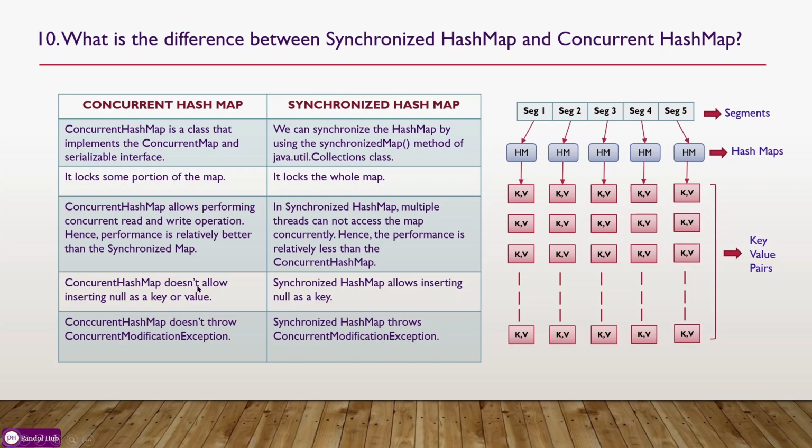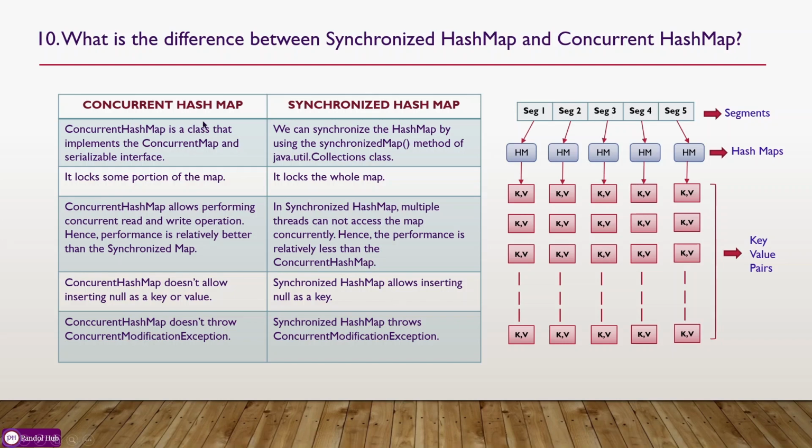Concurrent hash map doesn't allow inserting null as a key or a value, whereas synchronized hash map allows inserting null as a key. Concurrent hash map does not throw concurrent modification exceptions. Synchronized hash map throws concurrent modification exceptions. Since concurrent hash map just works on a copy of it, it doesn't throw concurrent modification exception. Whereas synchronized hash map works on the original map, and the complete map is being locked by a thread. So in that case, it throws concurrent modification exception.